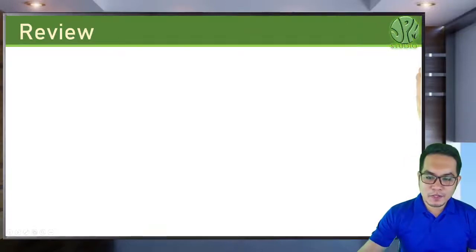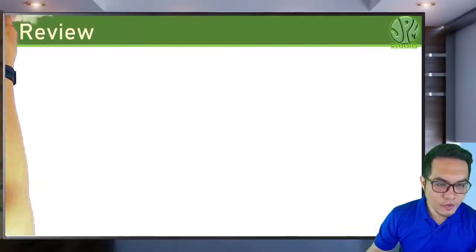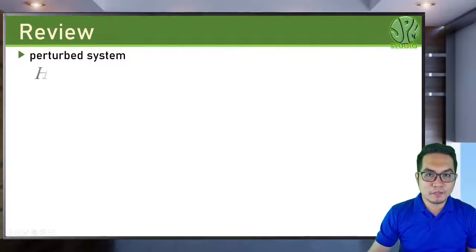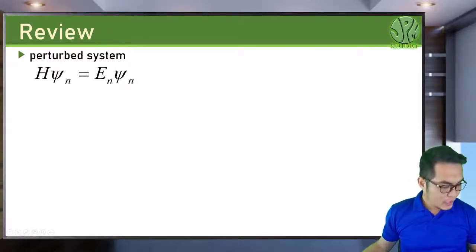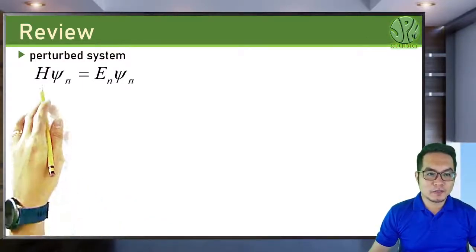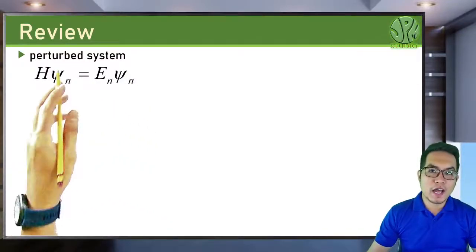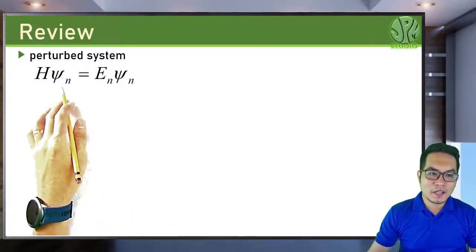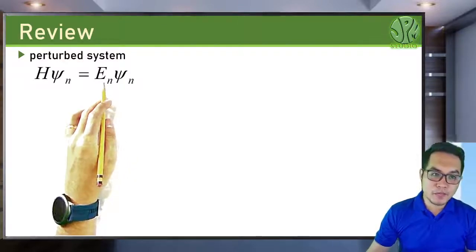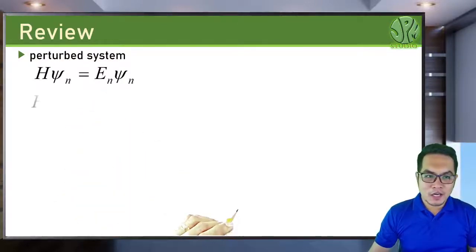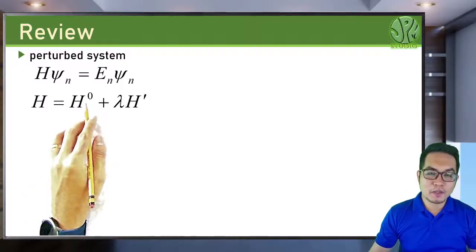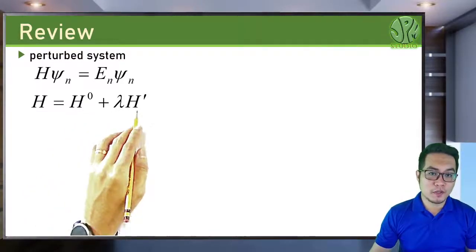So from the previous lesson, we have described a perturbed system wherein its new Hamiltonian H still obeys the eigenvalue equation. So psi n here are the new states, the perturbed states, and En here are the perturbed energies. And the Hamiltonian is basically just the original Hamiltonian plus the perturbation.